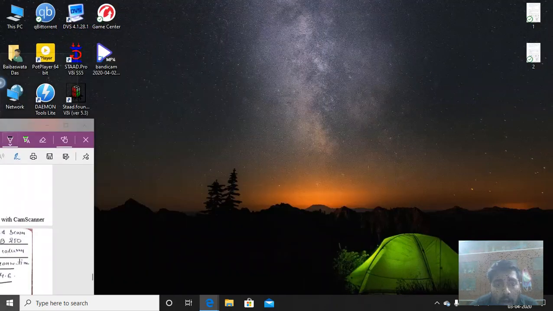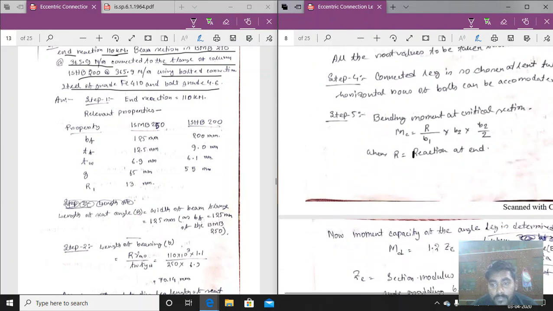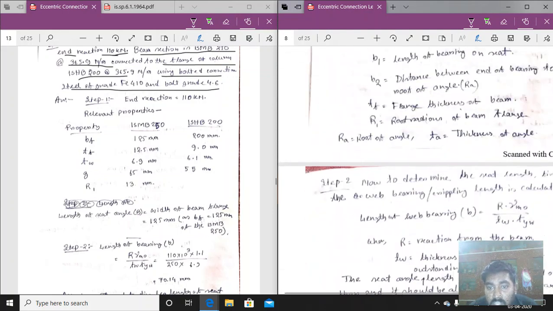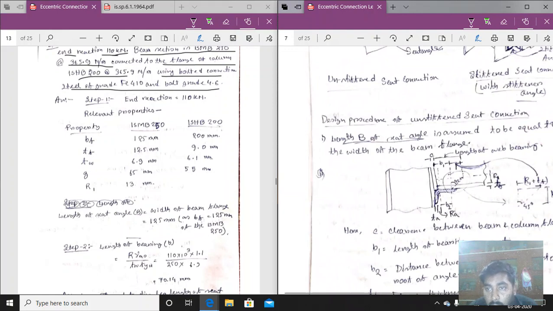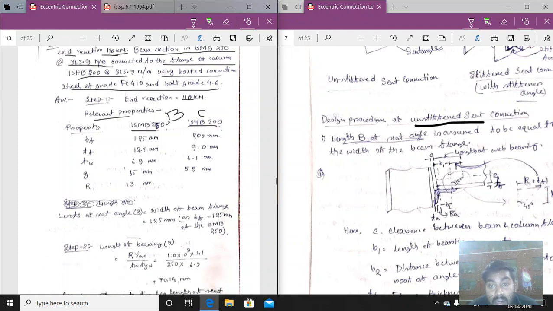So let us use the formulas here. Now coming to the design procedure. This is the design procedure for the un-stiffened seat connection, so you use the un-stiffened seat connection formula. First, the length B of the seat angle is assumed. The end reaction is equal to 110, we know. Writing all the properties of the ISMB 250 and ISHB 200, flange, this is the column and this is the beam. Their values are here.